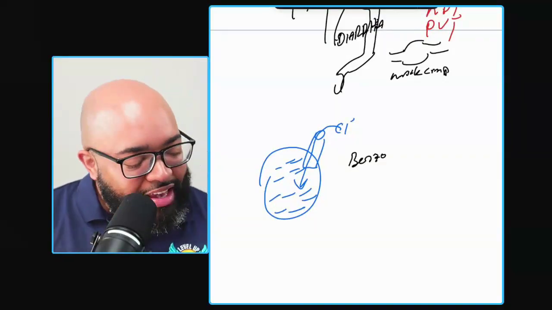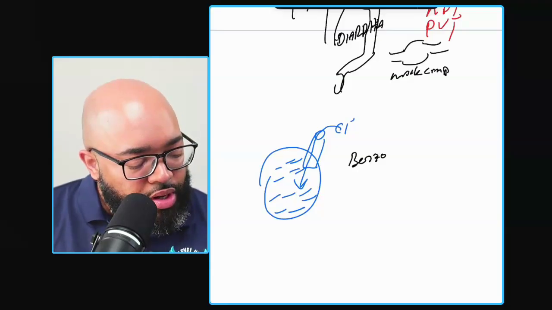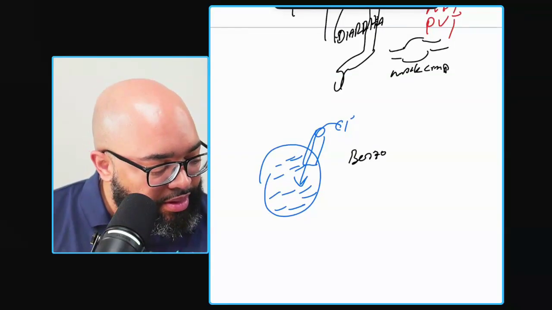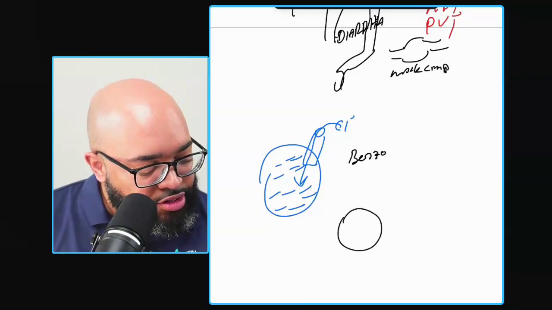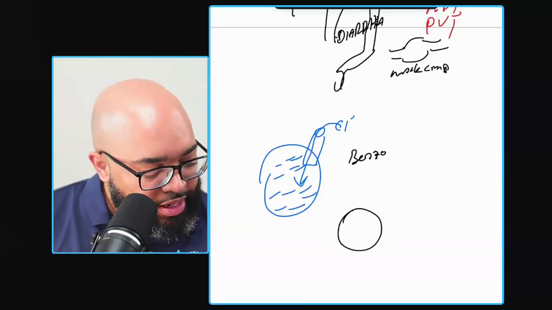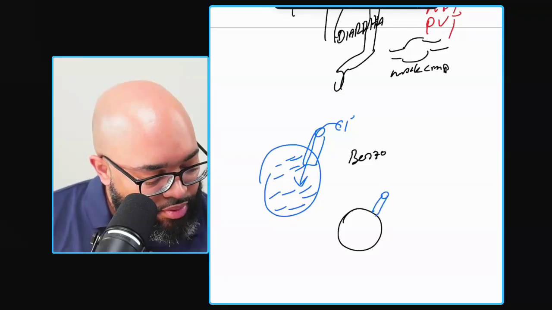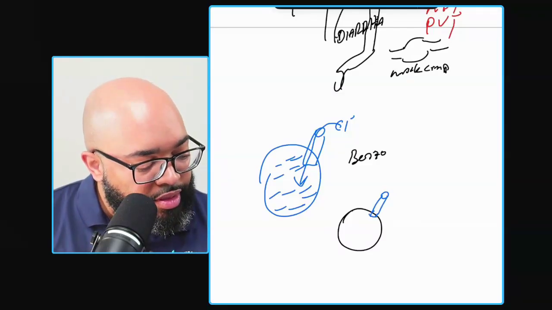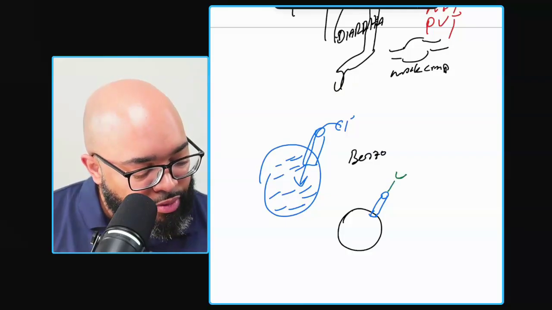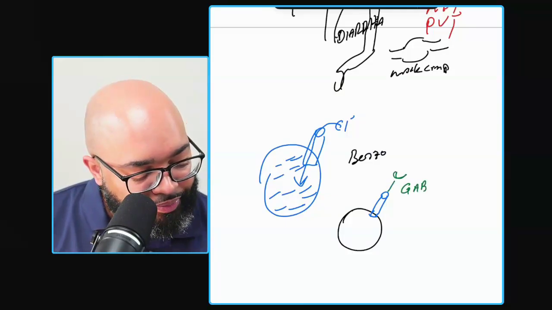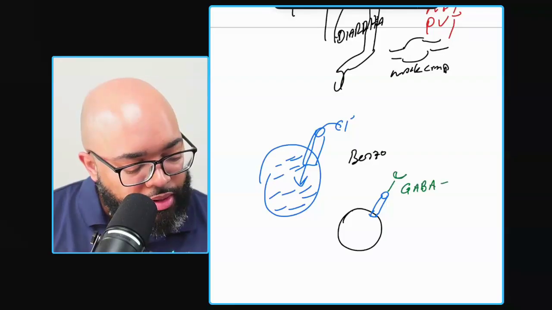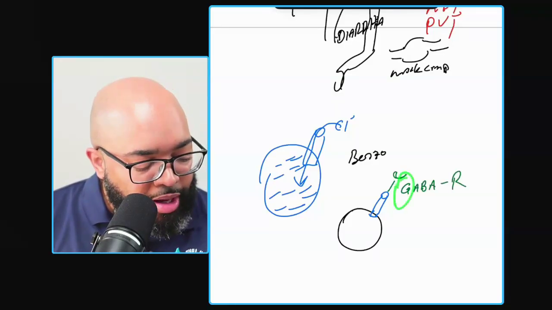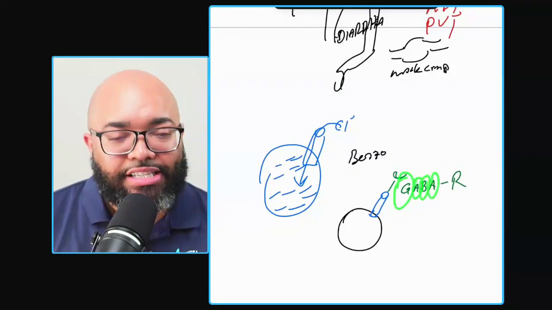I actually do. So this is the way a benzo works. On this chloride channel here, let's clean it up a little. Let's just do it over. Here's your cell. Here's your chloride channel. On this chloride channel, there's what's called a GABA receptor. What is GABA? Gamma amino butyric acid.